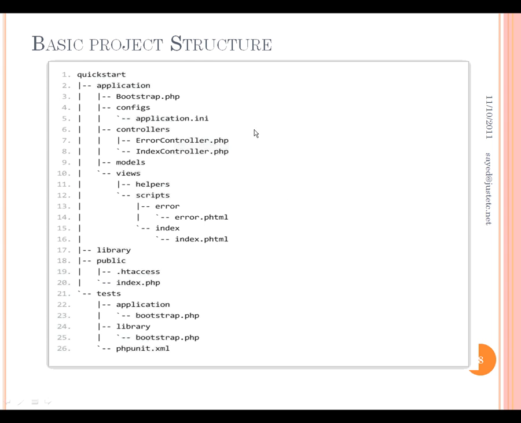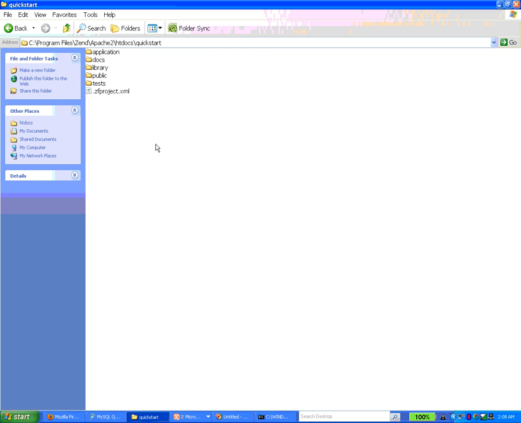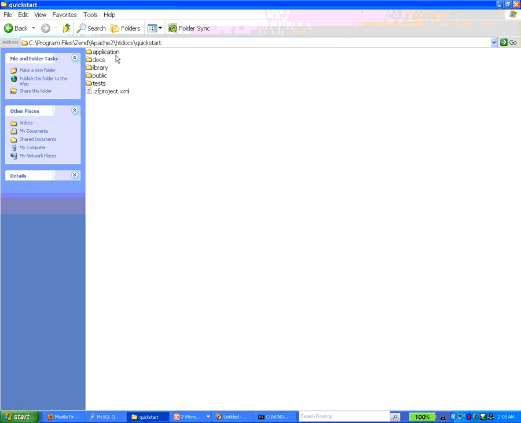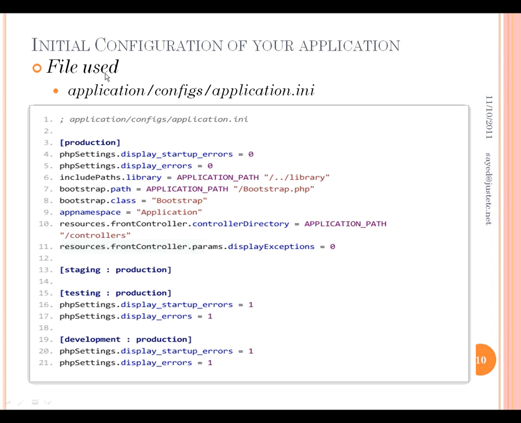Okay, let's see what is in front. As you saw, the bootstrap.php is in the application root. This is the class where we load all the resources as required by our application. At this moment, nothing much, and we can see the controllers in application controllers. The controllers are loaded there. This is the configuration file that we already saw.